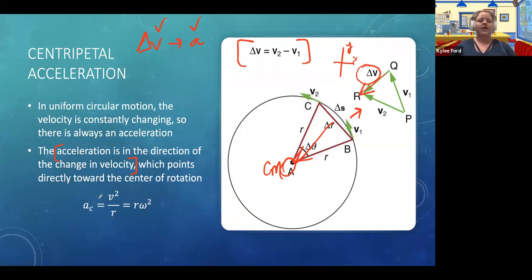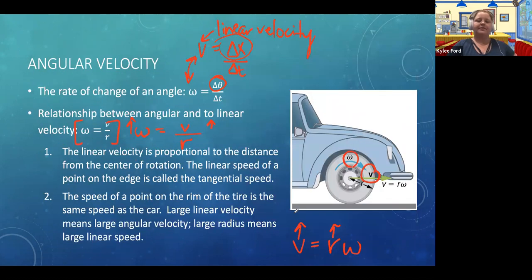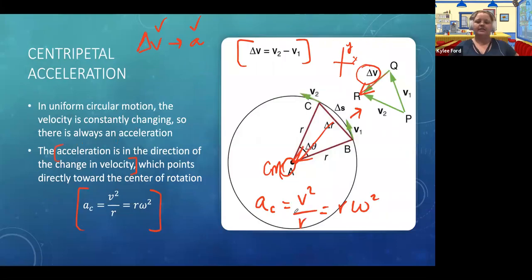All right, and we do have an equation here for this. Our acceleration, and we put a little c here so that we know it's centripetal acceleration, is our velocity squared over our radius, or our radius times omega squared. And you can relate that back from this equation here. So just remember that these all connect, all right?